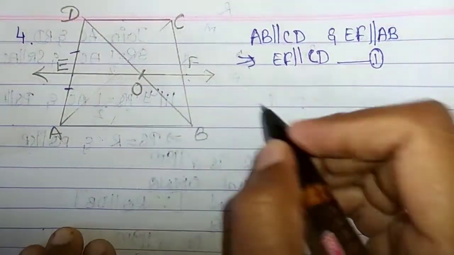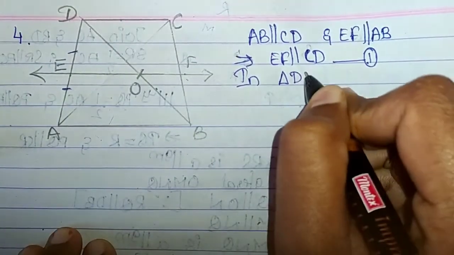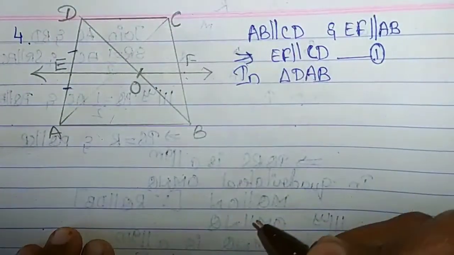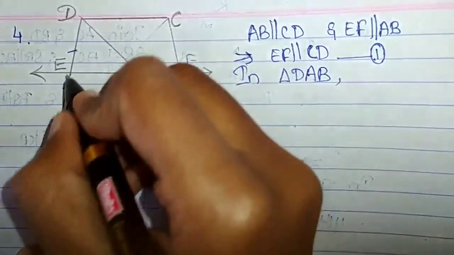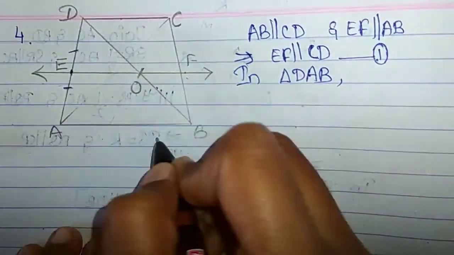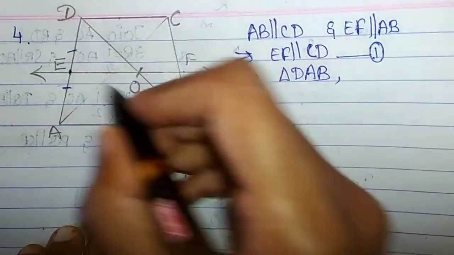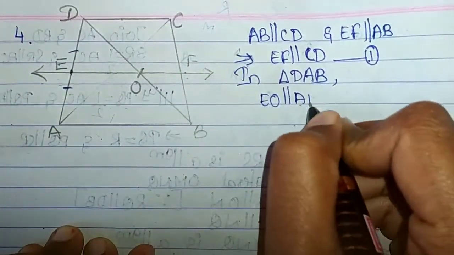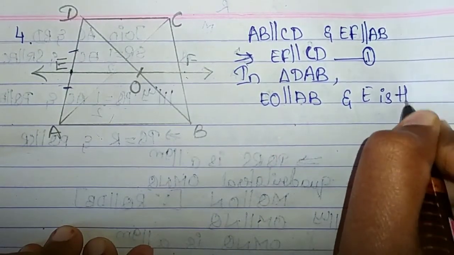Now in triangle DAB, we have line segment EO. E is the midpoint, and since EF is parallel to AB, EO is also parallel to AB. So in triangle DAB, we have EO parallel to AB and E is the midpoint.